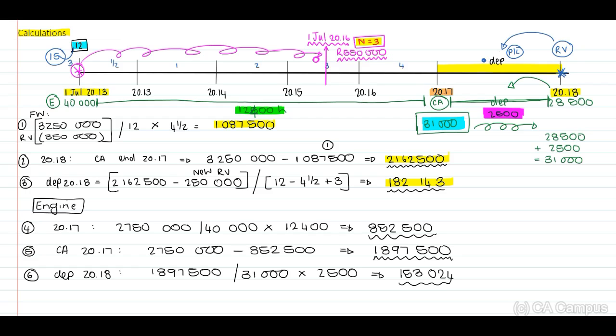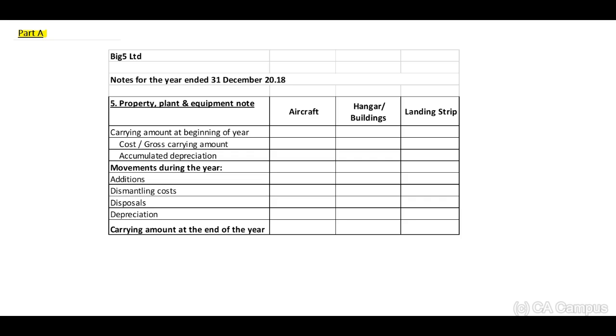They've indicated to us at the end of March 2018, they had to incur inspection cost of 585,000. Therefore, guys, I will immediately transfer this to my PPE note. I know that this is an addition of 585,000, and this is given.